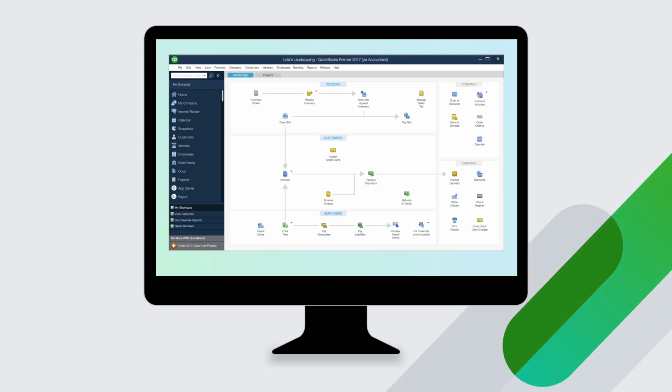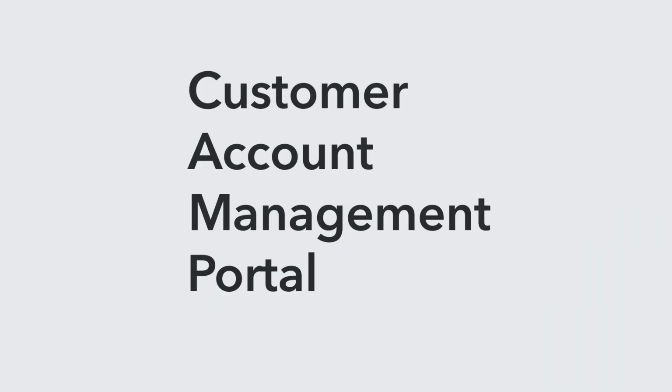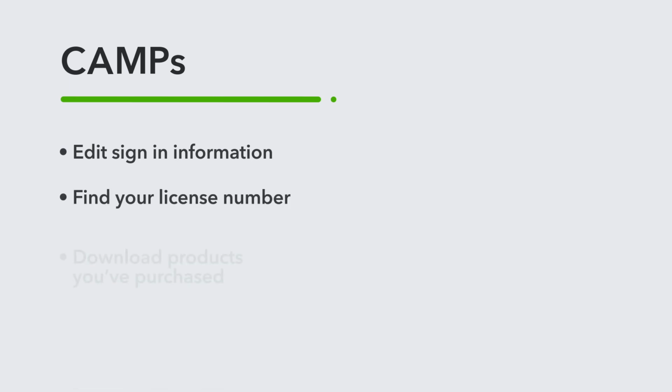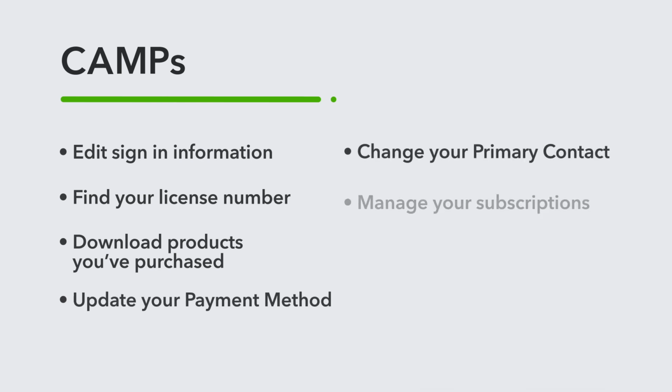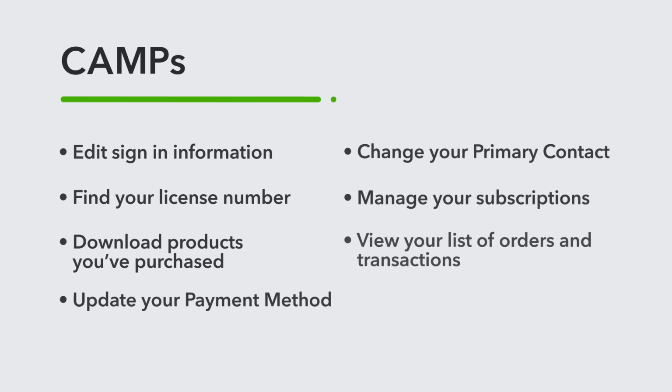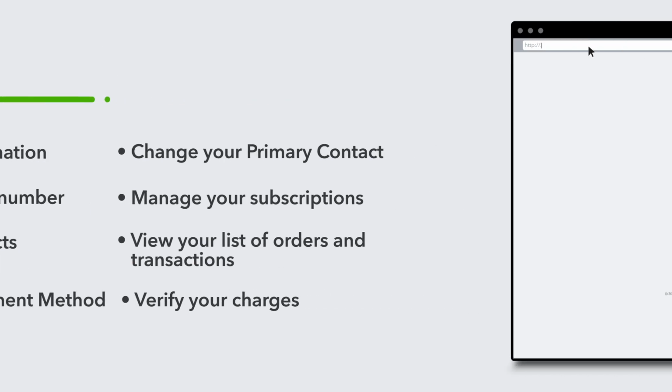You can manage your QuickBooks desktop account at your convenience in one place by using the Customer Account Management Portal, also known as CAMPS. In CAMPS, you can edit sign-in information, find your license number, or download products you've purchased. You can also update your payment method, change your primary contact, manage your subscriptions, view your list of orders, transactions, and verify your charges. Let's take a look.